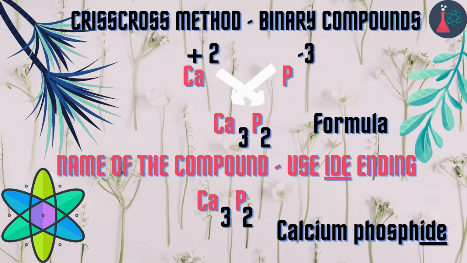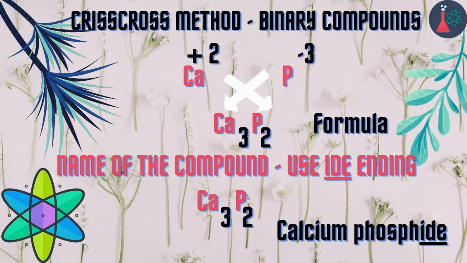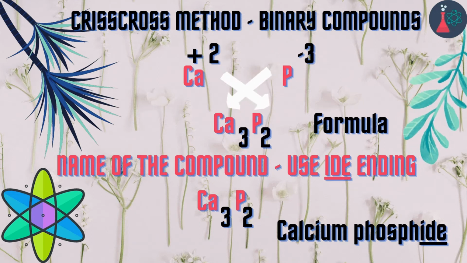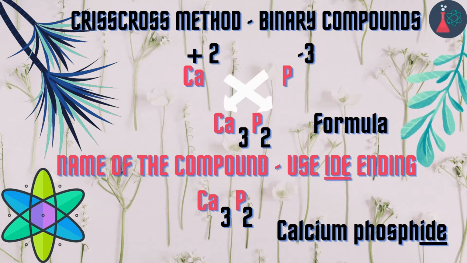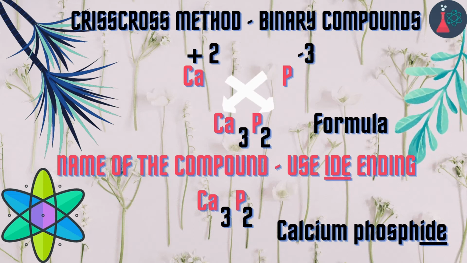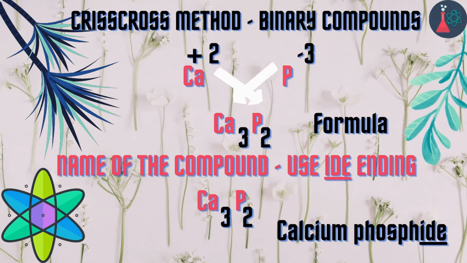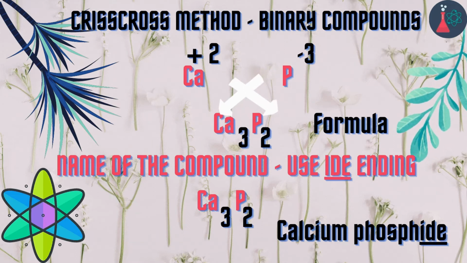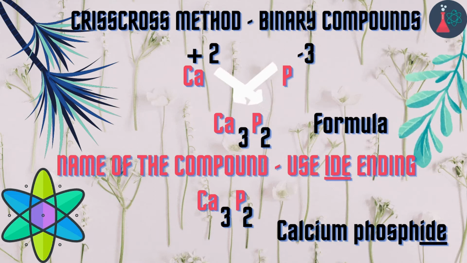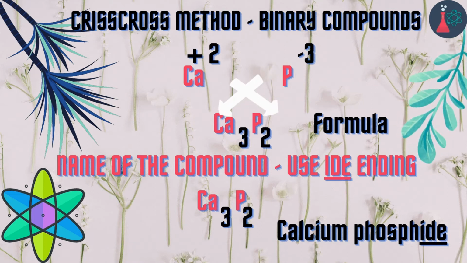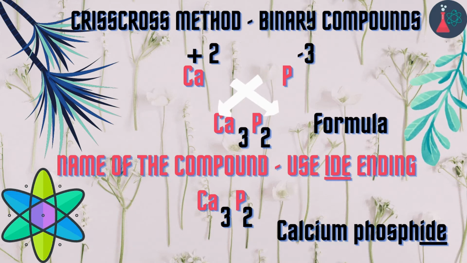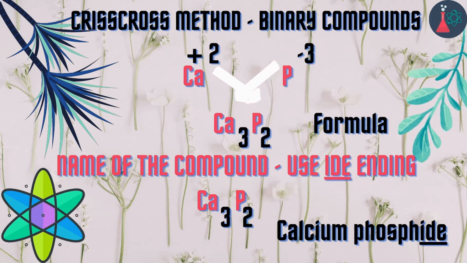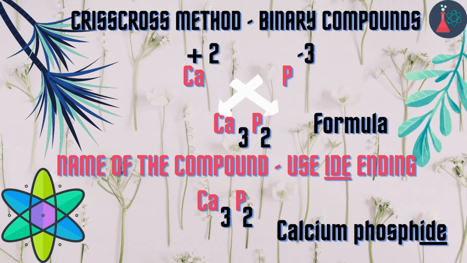So in your example, calcium belongs to family 2 and the oxidation number of calcium is positive 2. Phosphorus belongs to family 5 and the oxidation number of phosphorus is negative 3. So again, using the crisscross method, you have to cross their oxidation number, drop the charges, and the correct formula now on your screen is Ca3P2. So, how about the name?